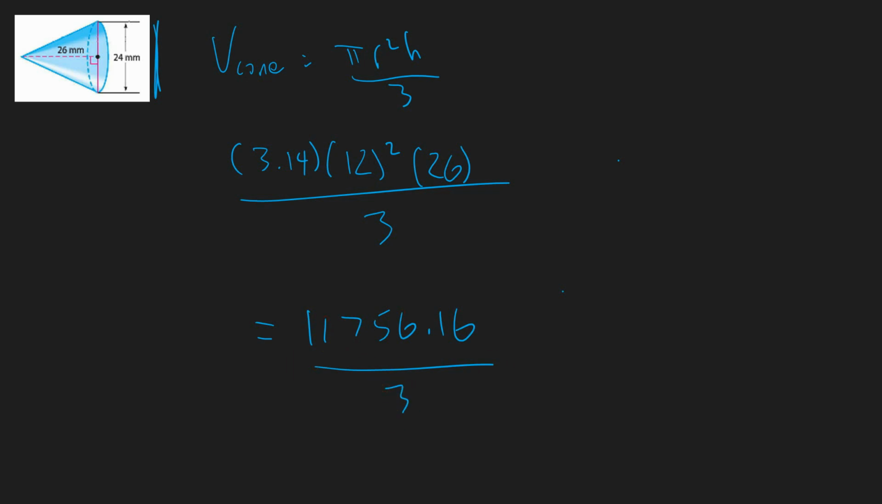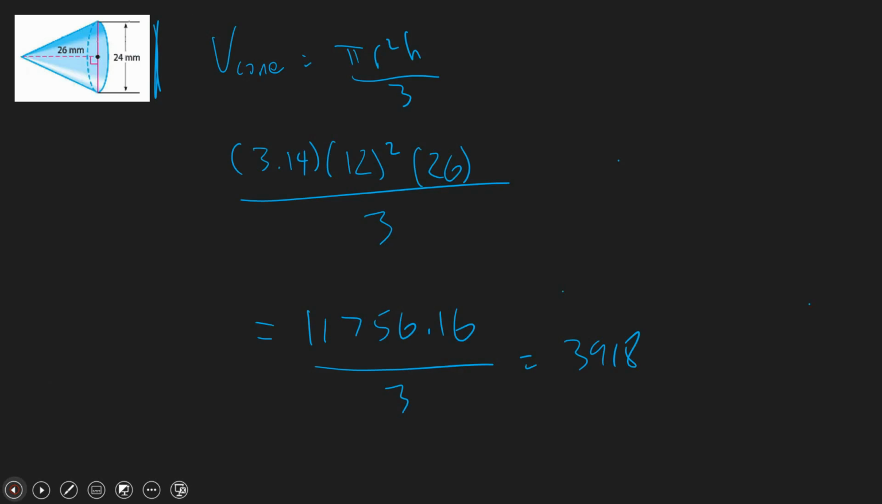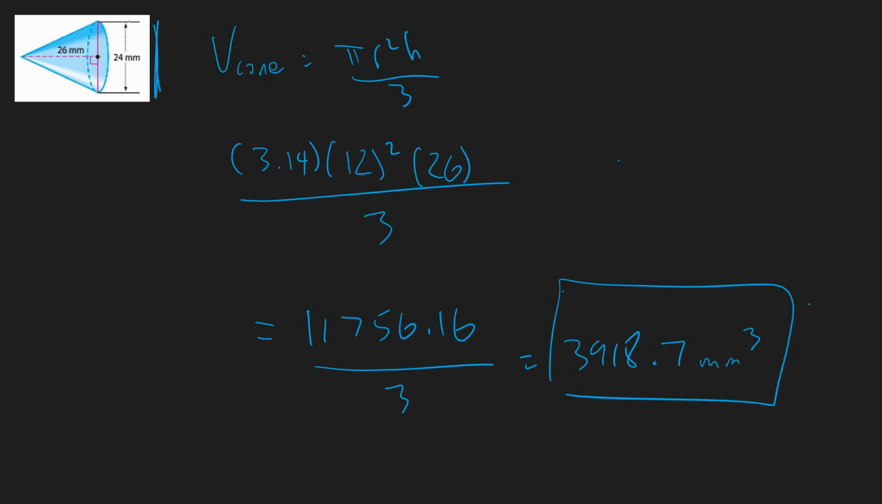So again, find the numerator first, then press equals, then press divided by 3. And what I'm going to get is 3,918.7, and the units on this is going to be in cubic millimeters. I'll box that off, and there's my answer.